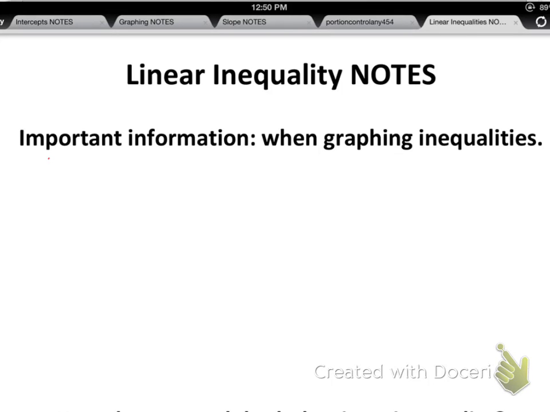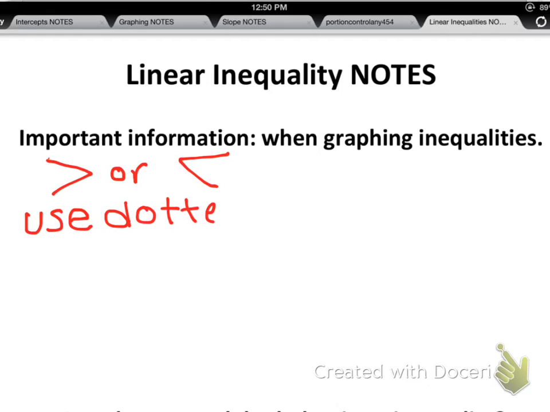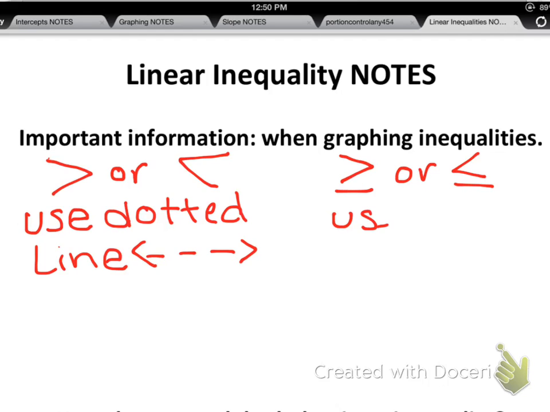Today we are going to work on linear inequalities. Some important information to know when you're graphing inequalities is what I would like to start with today. So if I have a greater than or less than sign, I want to use a dotted line. So you're going to graph it just like you graphed before, but instead of a solid line, you'll use a dotted line. Now, if I have greater than or equal to or less than or equal to, you'll continue to use a solid line.